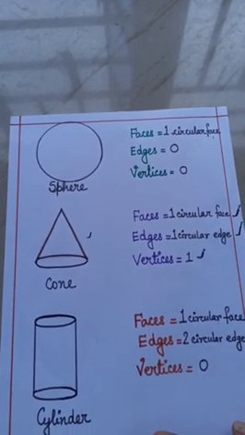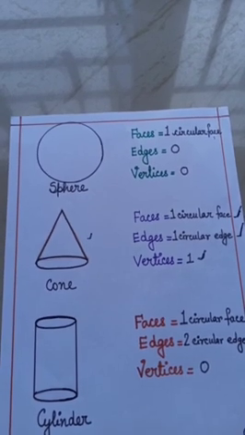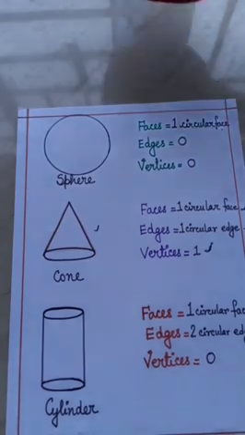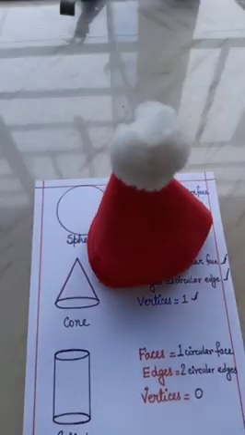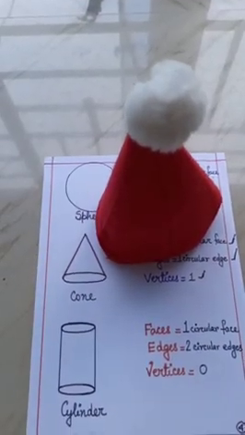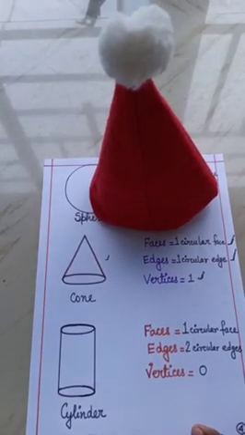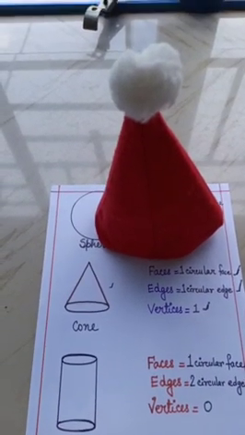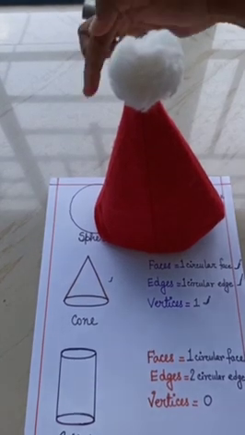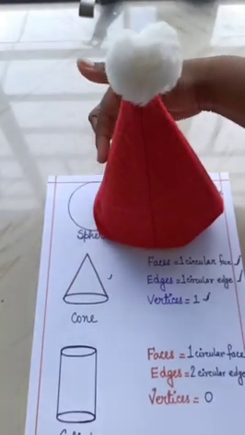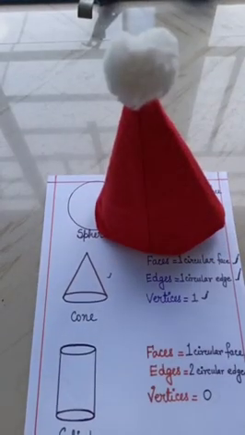Okay, do you know which one in your real life is a cone? Yes, your birthday cap or this one. Merry Christmas cap. This is in the shape of a cone. Okay, let's see the face. Which one is the face of this cone? This one, this circular face. This circular face is the face of the cone.